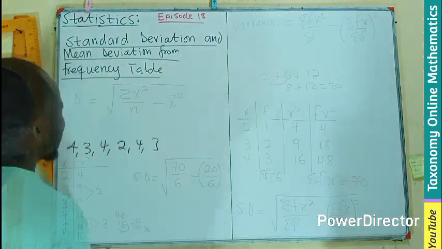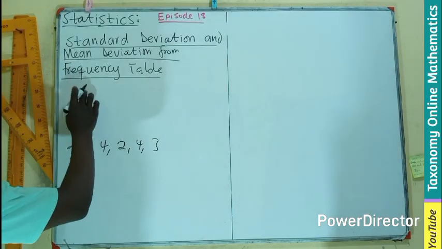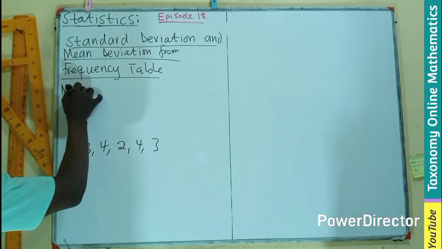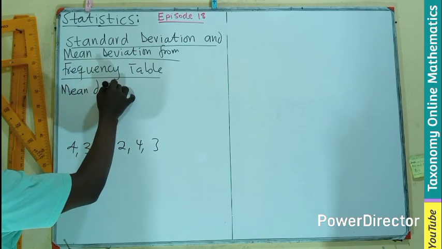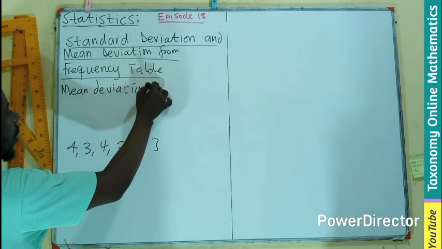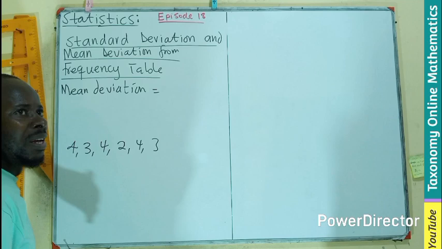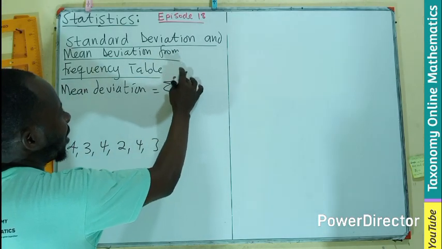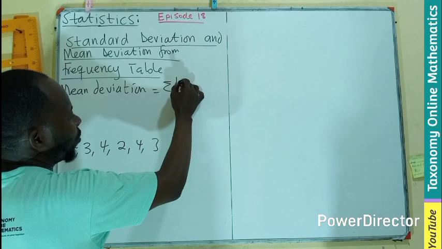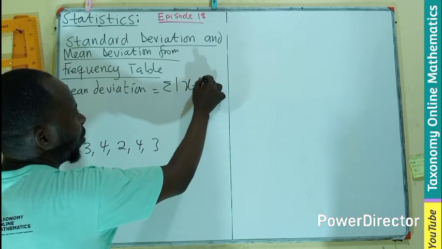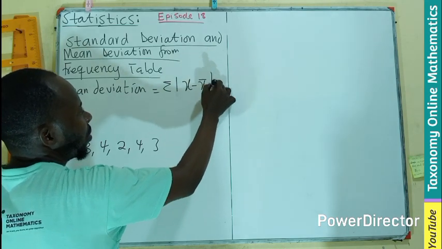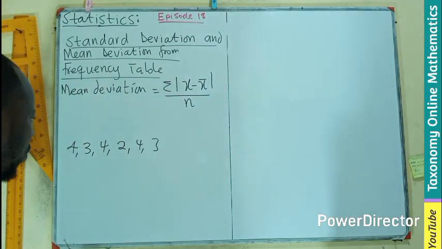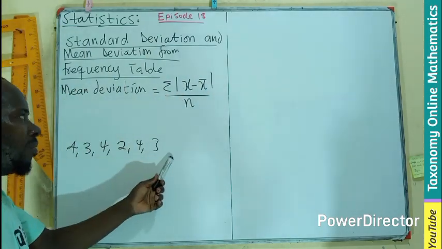Okay. From episode number 8 again, we remember our mean deviation is given by the arithmetic mean of the absolute deviation. So sigma absolute bar x minus x bar, absolute of that, divided by what? N.